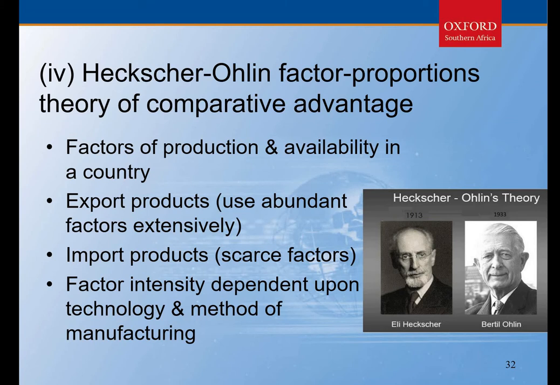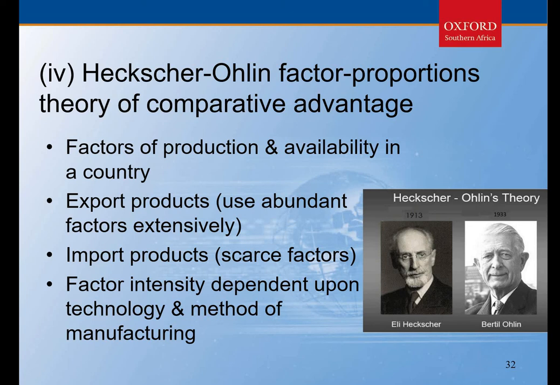The fourth theory sounds quite complex, the Heckscher-Ohlin factor proportions theory of comparative advantage. That's a mouthful. Okay. It revolves around factors of production. Okay, so what are the factors of production? Raw materials, labor, money, what have I left out? People, in terms of their skill levels, etc.